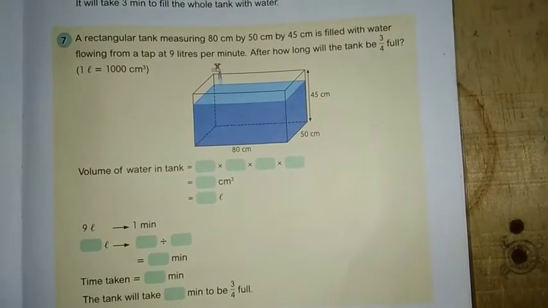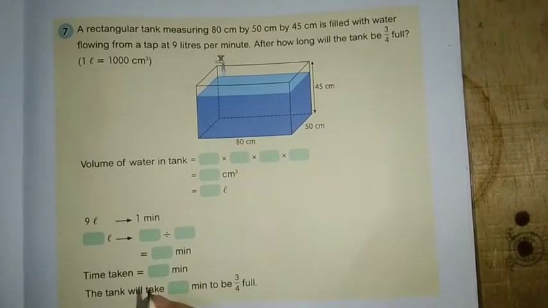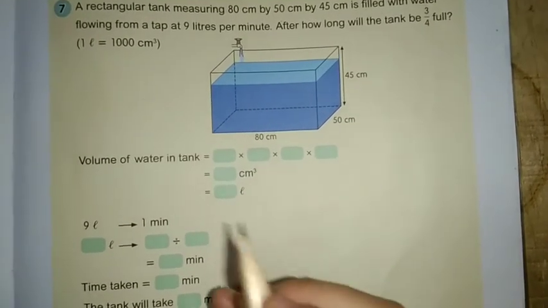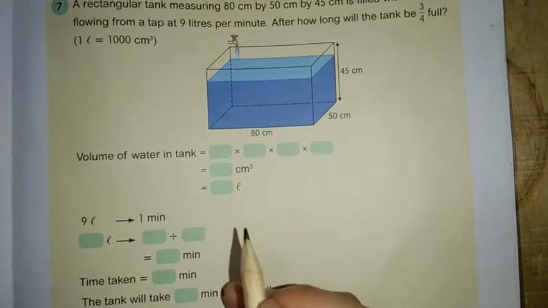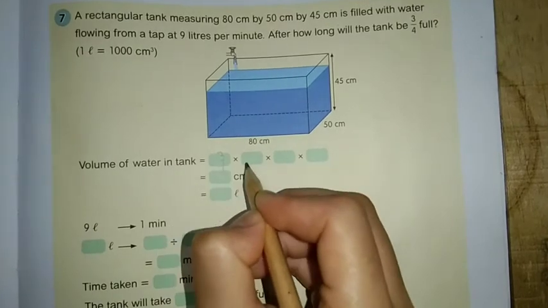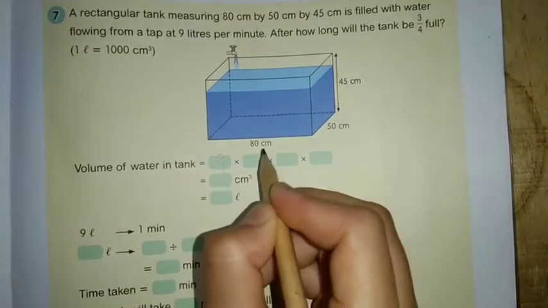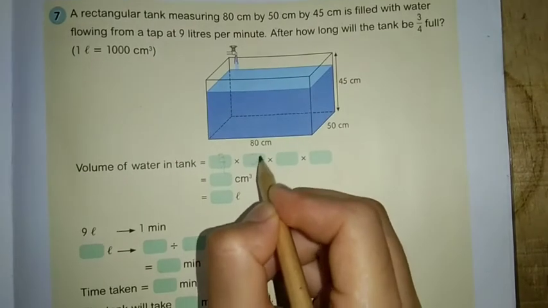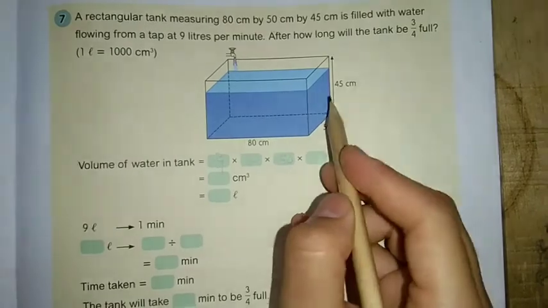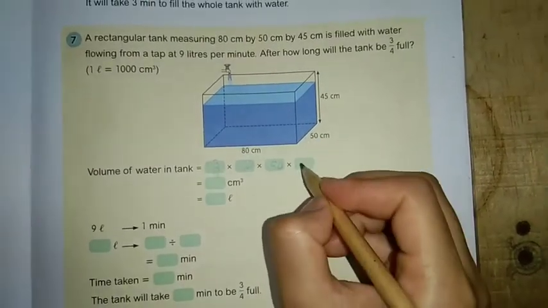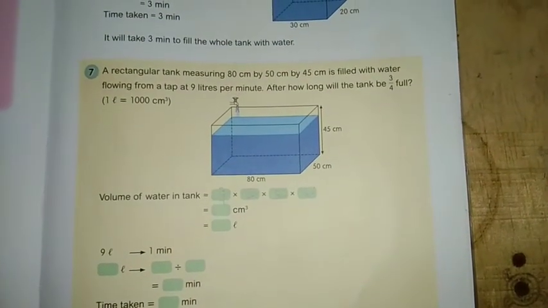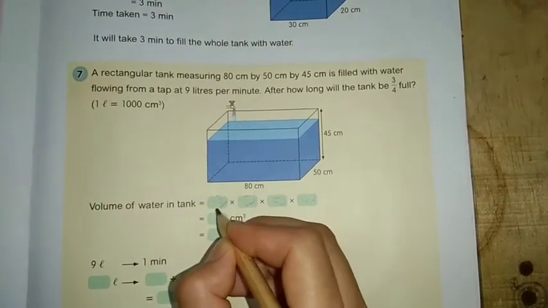So the first step that we need to do is to find the volume of the water if it is 3/4 full. So how to find the volume of the water? Because it's not full, it is only 3/4. 3/4 times length. The 80 centimeters is the length. Times 80 times 50. 50 is the breadth. And 45 is the height of the container. Okay, let's find any numbers that we can cross out so it will be simple. Yes, 4 divided by 4, 1.